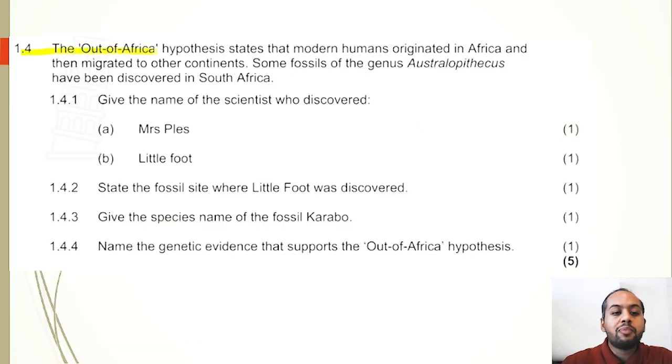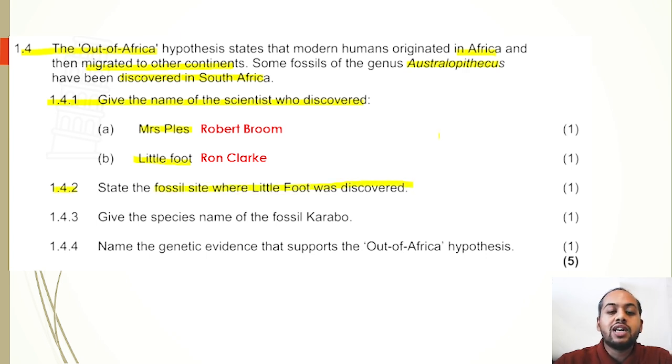1.4, the out of Africa hypothesis states that modern humans originated in Africa and they migrated to other continents. Some fossils of the genus Australopithecus have been discovered in South Africa. Firstly, give the name of the scientist who discovered Mrs. Ples. The scientist was going to be Robert Broom. Then Littlefoot was going to be Ron Clarke. 1.4.2 State the fossil site where Littlefoot was discovered. Littlefoot was discovered in Sterkfontein Caves. 1.4.3, the species name of the fossil Karabo was Australopithecus sediba.